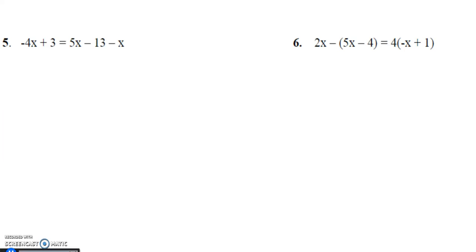So the next examples, here's where we get into the real good times, where we're going to be combining like terms and sometimes doing the distributive property, and there might be variables on both sides also. What a great time, don't you think?